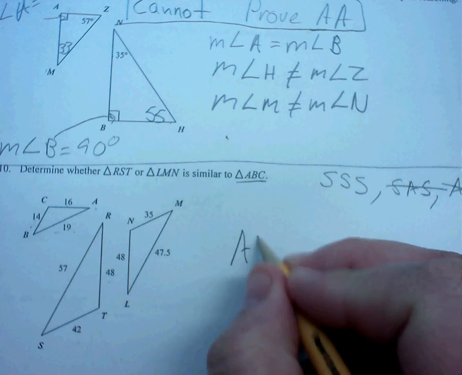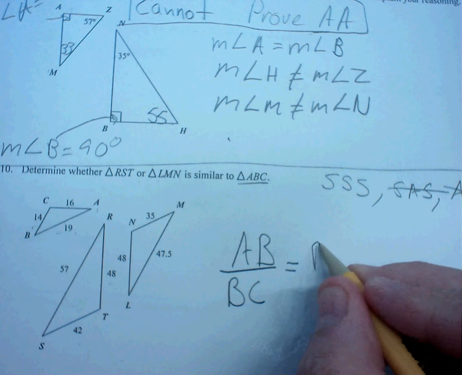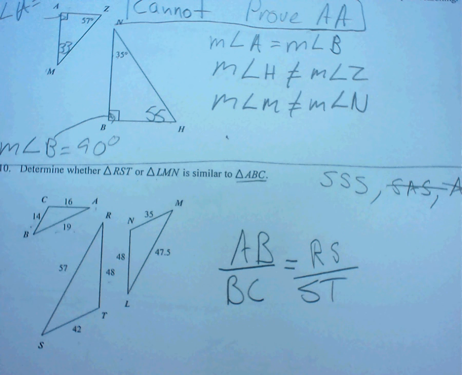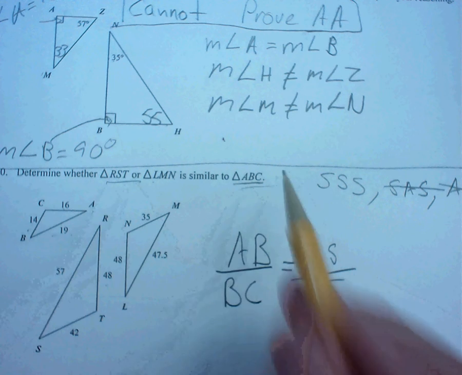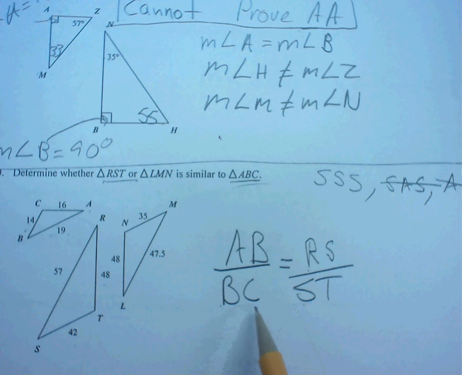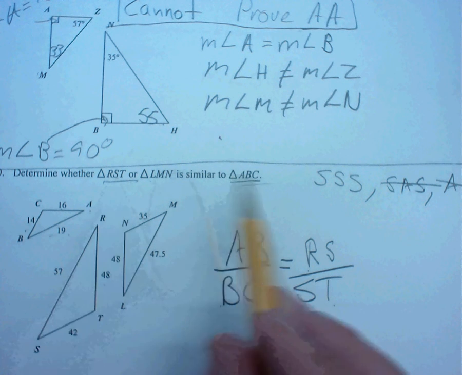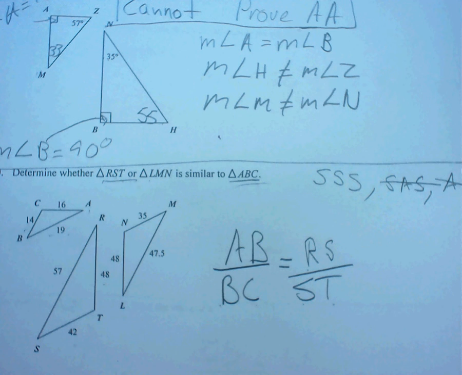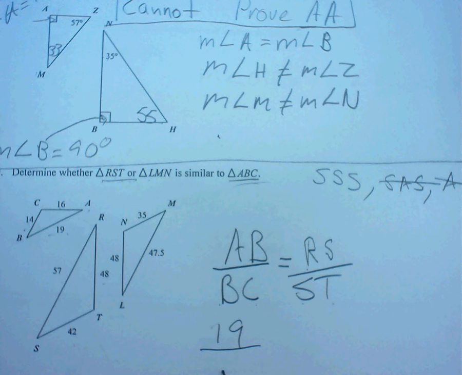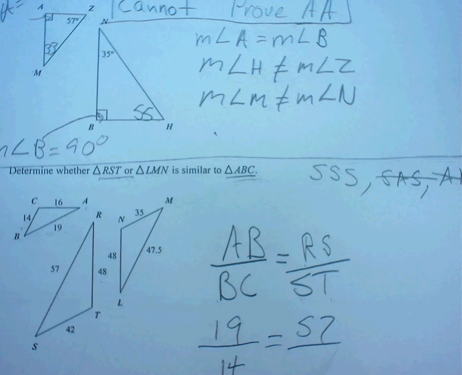So what I'm going to do is take the first two letters, AB, put them over the last two letters, BC. And then I'm going to take the first two letters of RST, RS, and then the last two letters, ST. So I know the numbers work. But we've got to be careful and check the labels. So I've got to make sure that I have the corresponding parts. In other words, R corresponds to A, S corresponds to B, T corresponds to C. So now it's just a matter of plugging it in. AB is 19 over BC, which is 14, is equal to RS, which is 57, over ST, which is 42.